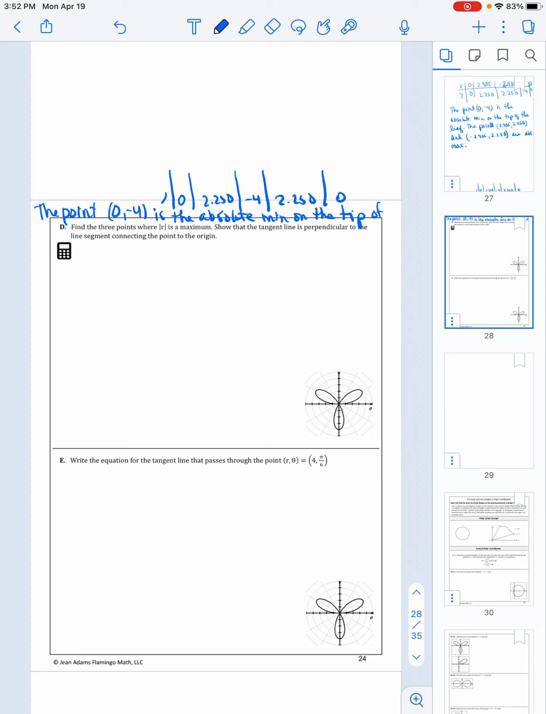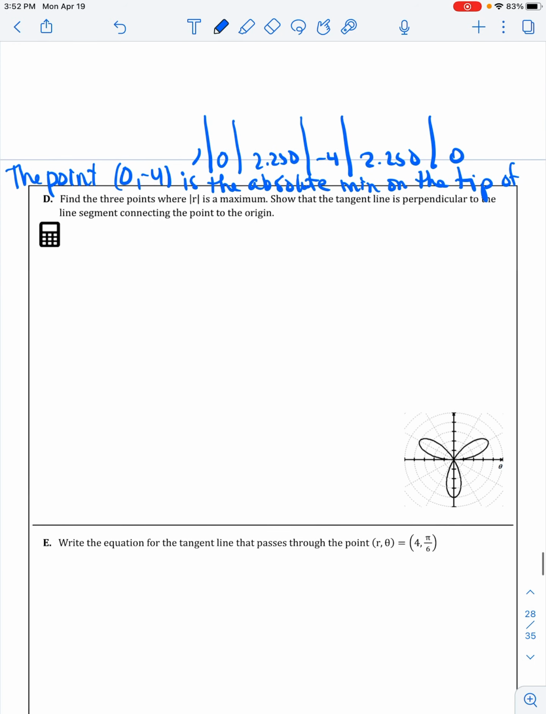Okay, the last two parts of the last problem in 9.5. Find the 3 points where the absolute value of r is a maximum. Show that the tangent line is perpendicular to the line segment connecting the point to the origin.